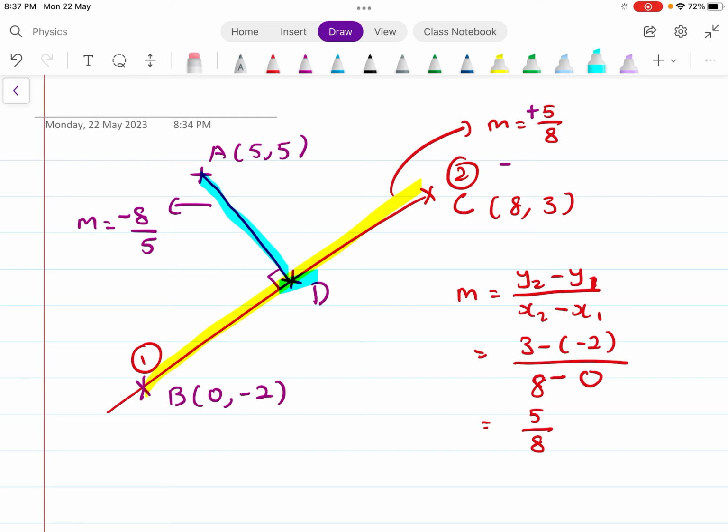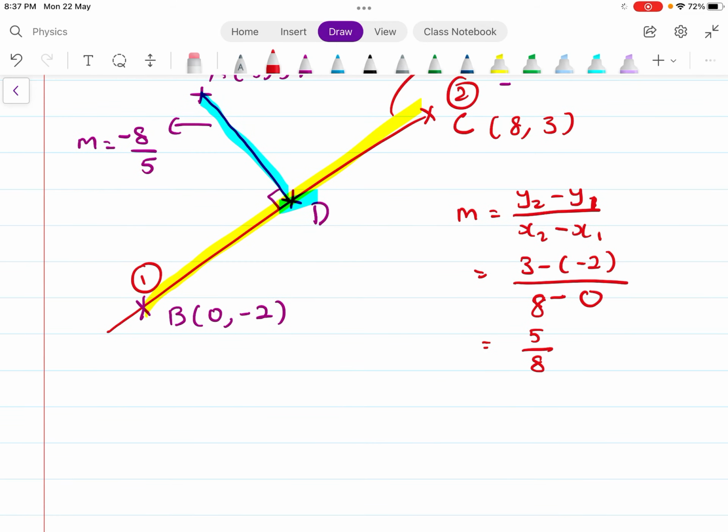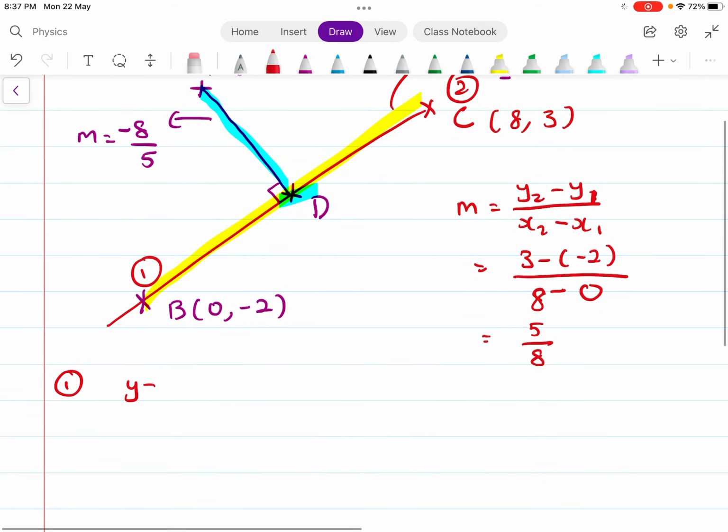Okay, so let's do the first line first. So y is equal to 5 over 8x plus c, because the equation of a line is y equals mx plus c. What is important is to find your gradient and your c. Now I know the gradient, so now it's time to find your c, right?